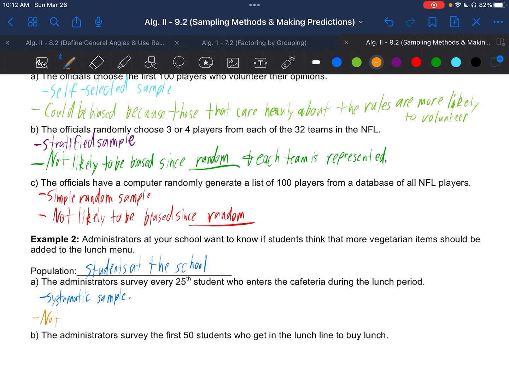And this one's not likely to be biased. Once again, it's still possible. But it's because it's random, again, and a wide range of students will be surveyed.